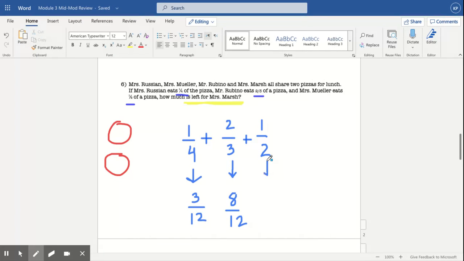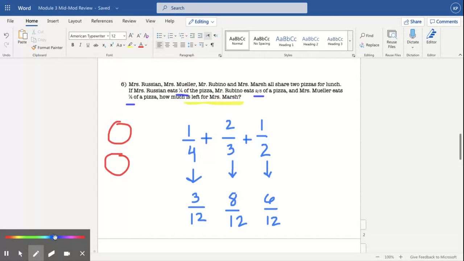Finally, we come to Mrs. Mueller's half of a pizza. Half is usually pretty easy for people to do. We know most of our halves. So when we think about a half, how many 2s does it take to make 12? It takes 6. 1 times 6 is 6. So that half of a pizza is the same as 6/12.